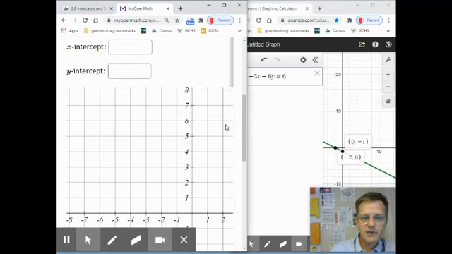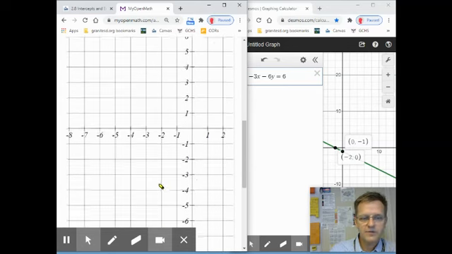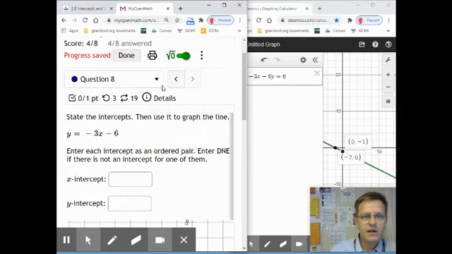All right, same thing. You're going to type in the intercepts, and you're going to use it to graph. Works the same way. And you should be able to do that.